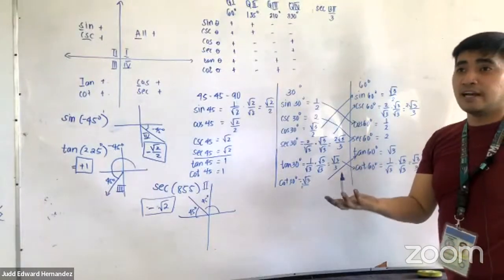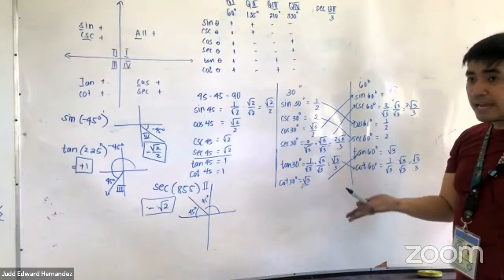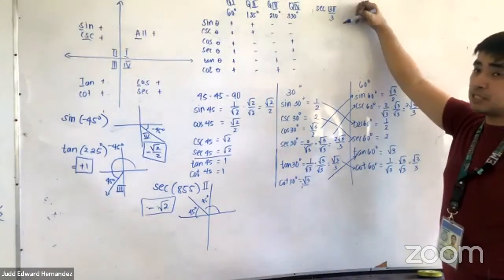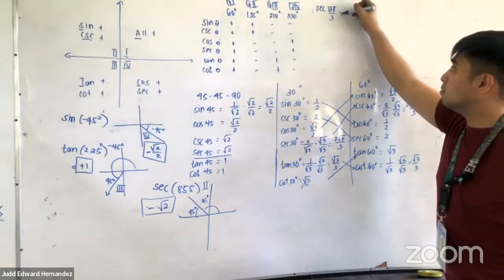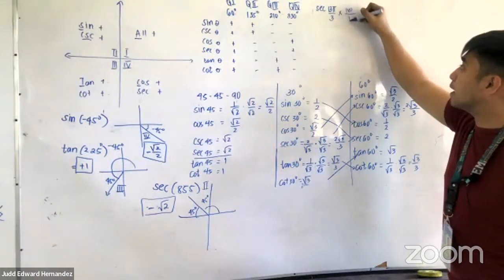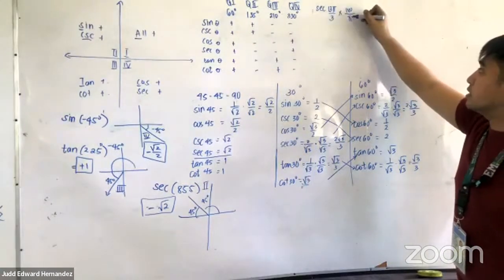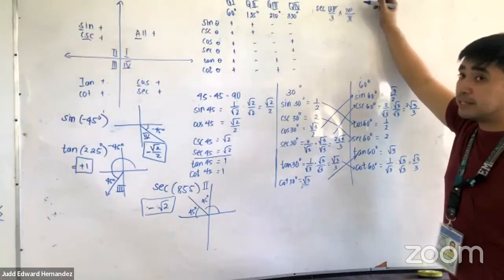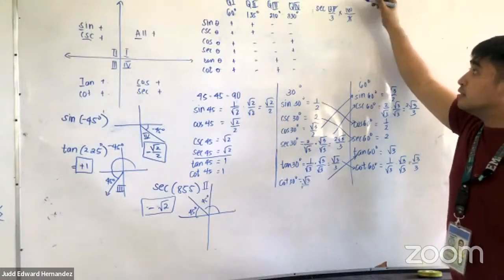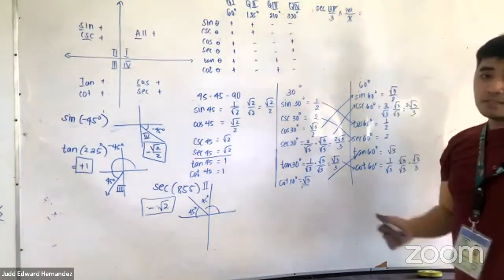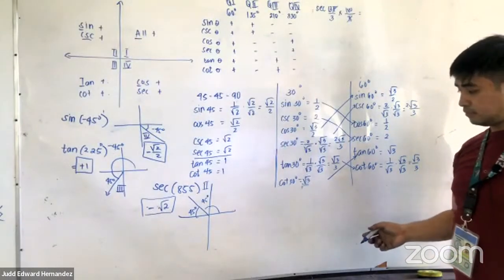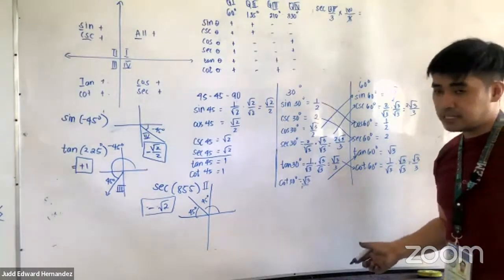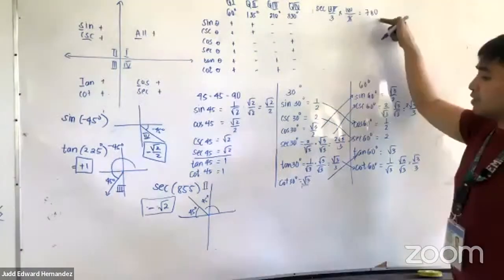So kung nahihirapan ka, may technique din naman kasi dyan. May 13 pi tapos divide sa 3. So ako kasi mas nahihirapan ako pag ganun. Ang ginagawa ko is I multiply this muna by 180 over pi so that lalabas na siya na degrees. So cancel. 180 divided by 3 is 60. 60 times 13. What is the answer, guys? 780. Okay, this is 780.